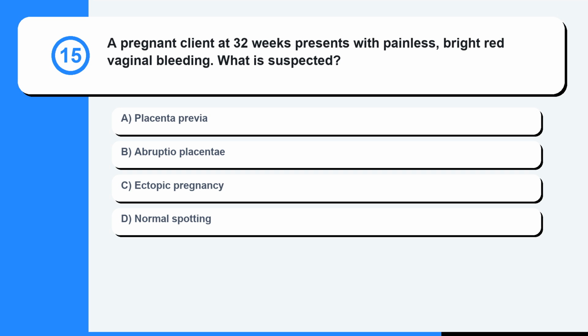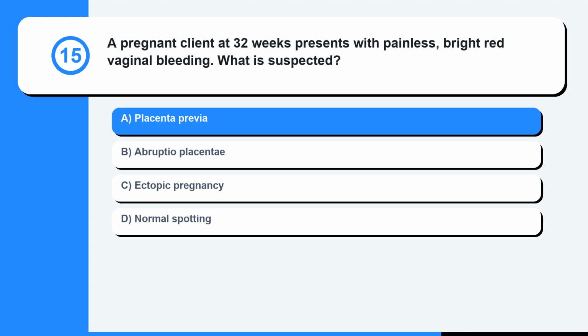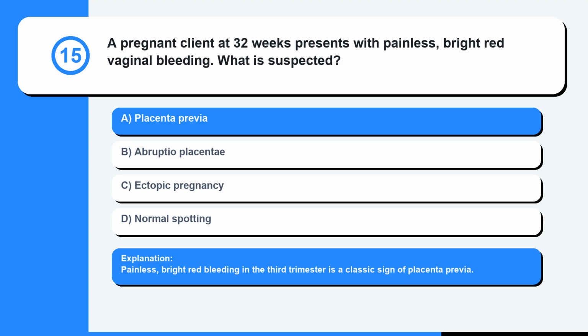Question 15. A pregnant client at 32 weeks presents with painless, bright red vaginal bleeding. What is suspected? A. Placenta previa. B. Abruptio placentae. C. Ectopic pregnancy. Or D. Normal spotting. The correct answer is A. Placenta previa. Painless, bright red bleeding in the 3rd trimester is a classic sign of placenta previa.